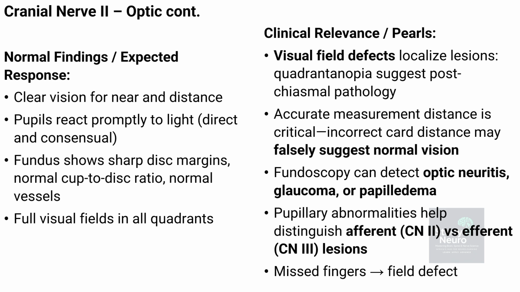Clinically, this assessment is extremely useful for localization. Visual field defects, such as quadrantopia, suggest post-chiasmal lesions. Accurate testing distance is essential because using the wrong distance can give falsely normal results. Fundoscopy can reveal optic neuritis, glaucoma, or papilledema, and abnormalities in pupillary responses help distinguish afferent lesions of the optic nerve from efferent lesions of cranial nerve 3.